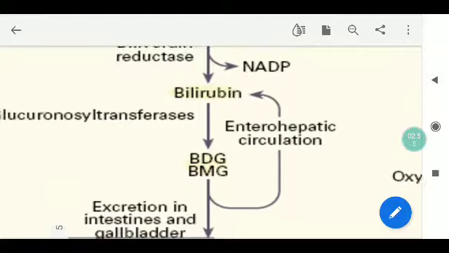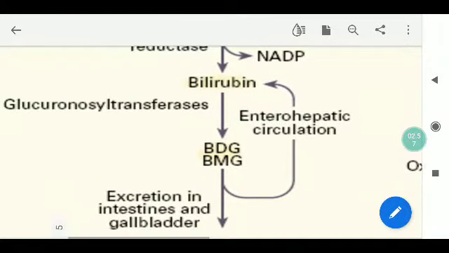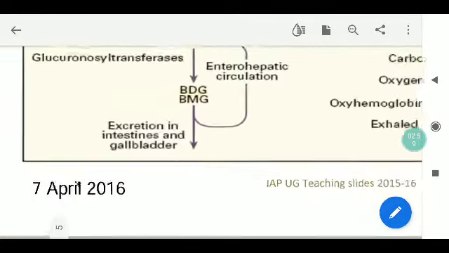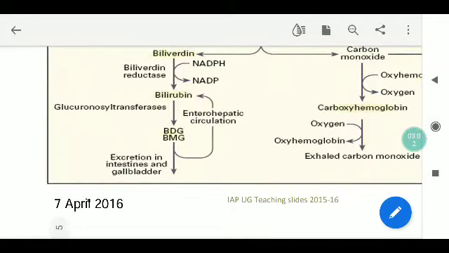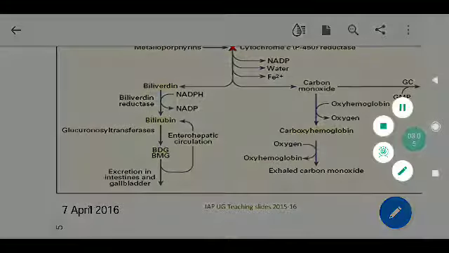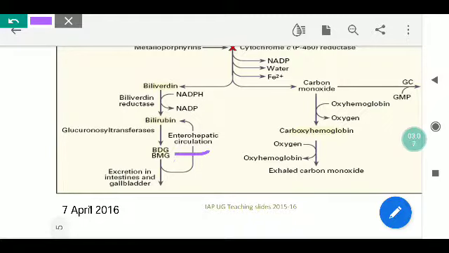Now bilirubin further gets converted to bilirubin diglucuronide, bilirubin monoglucuronide, which gets excreted into the intestines and to the gallbladder, and some amount of enterohepatic circulation does occur and results in the reformation of some amount of bilirubin, which undergoes the same conjugation once more.